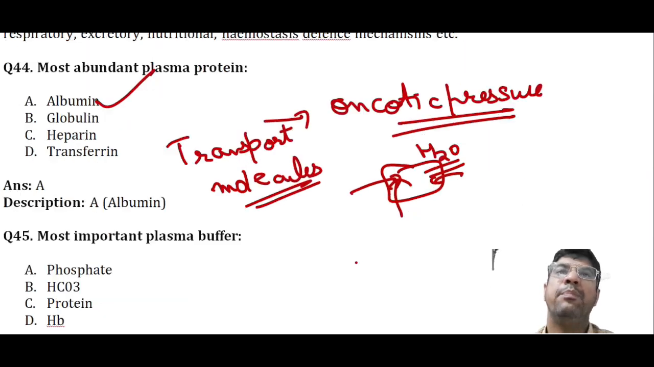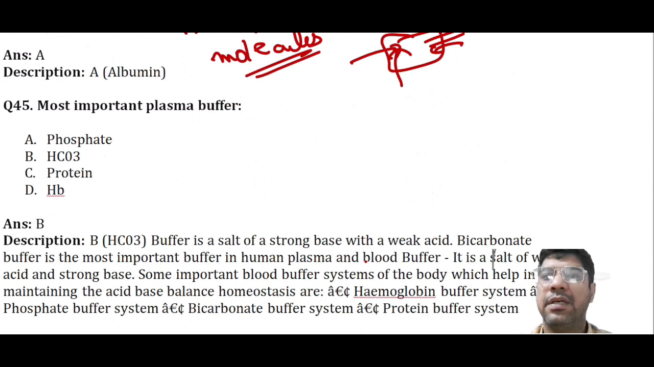The most important plasma buffer is bicarbonate.